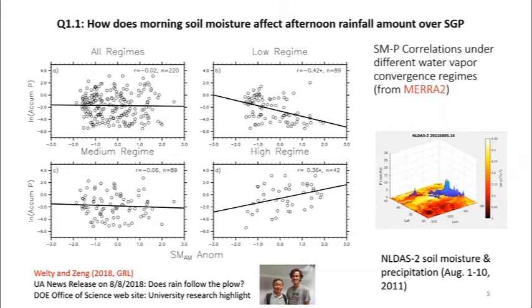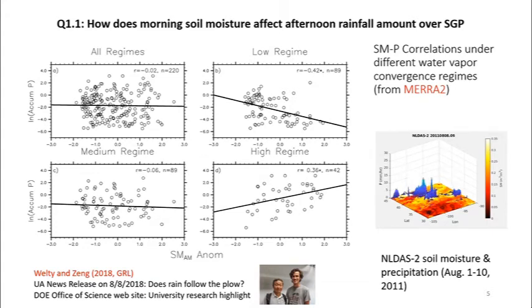And here, we do the analysis over the southern Great Plains, actually near Oklahoma, because that's the DOE ARM site with lots of observations. And in the top left panel, panel A, we just show the afternoon precipitation amount versus morning soil moisture anomaly. Straightforward correlation would have correlation 0. Of course, that's pretty boring.